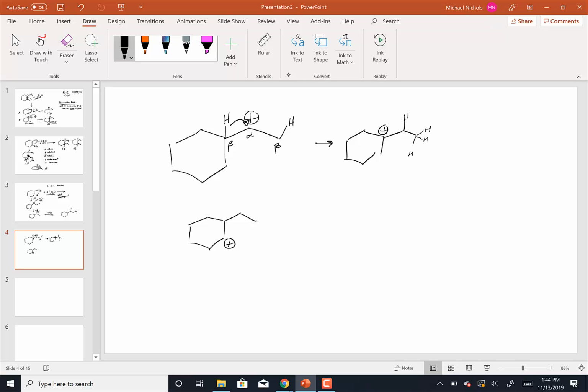All right, so that's H plus H2O, which is called hydration. So whenever you take a double bond and you add to it H plus H2O, you end up forming the alcohol and H plus. That is hydration.